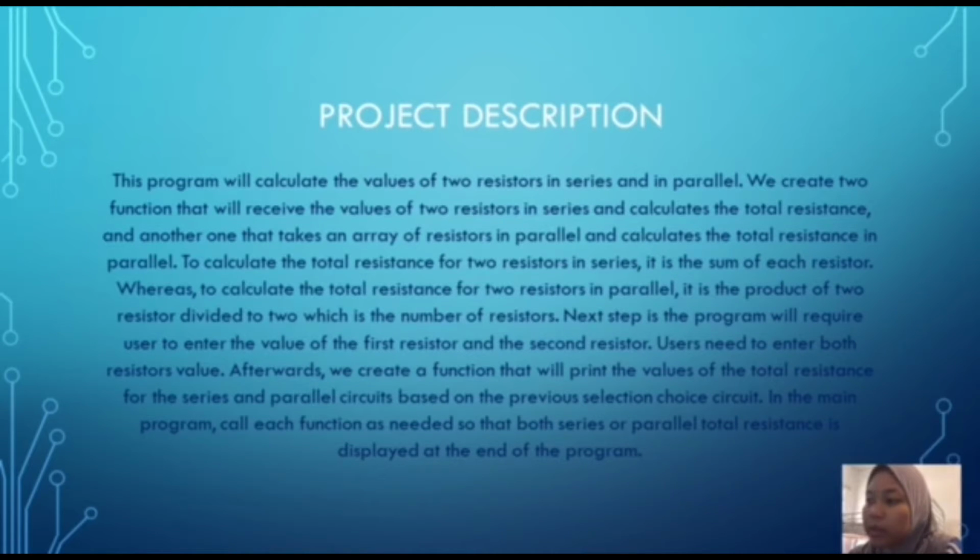The next step is the program will require the user to enter the value of the first resistor and the second resistor. Users need to enter both resistor values. Afterward, we create a function that will print the value of the total resistance for the series and parallel circuit based on the previous circuit choice. In the main program, we call each function as needed so that both series or parallel total resistance is displayed at the end of the program.